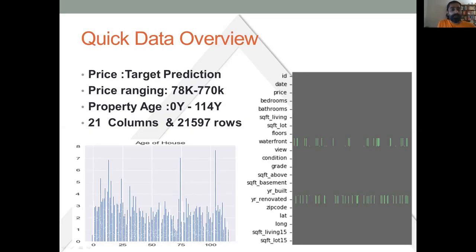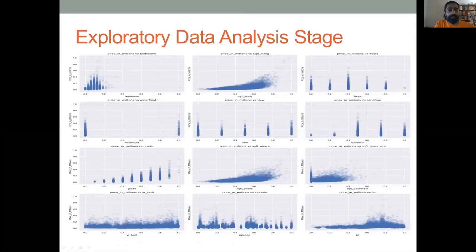Initially there were 21 columns with 221,000 rows to be addressed. The columns included price, bedrooms, bathrooms, square feet living, lot, and neighbors' details, such as how much square footage the neighbors have. So all these features were taken into consideration.